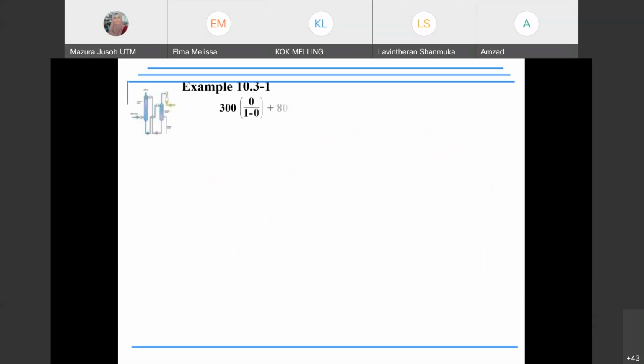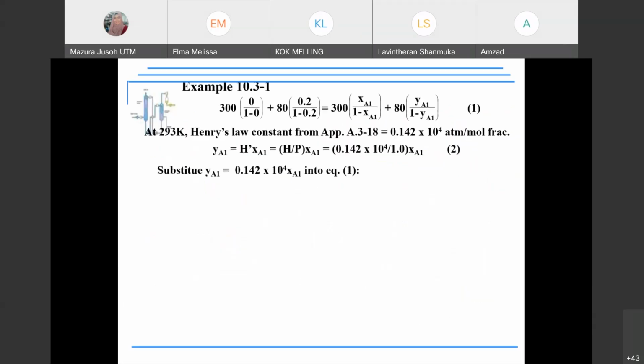From that Henry's law constant, you can now relate between y and x using the H prime. How to get H prime? H prime is equal to the Henry's law constant over the total pressure. You are given the total pressure, which is 1 atm, because this Henry's law constant is given in atm unit.